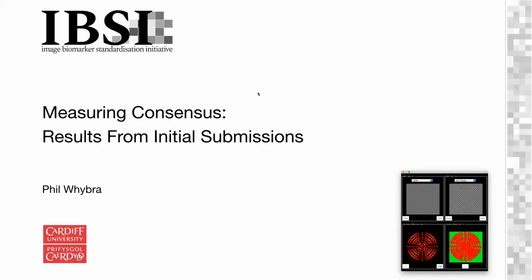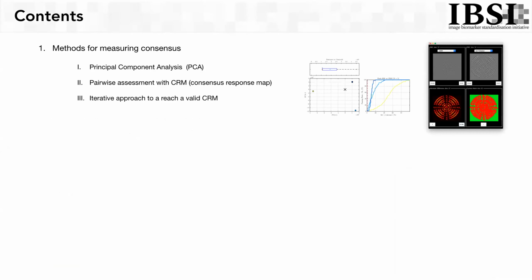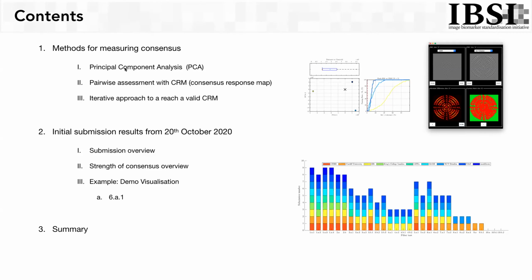Thanks, Martin. So yeah, I'm going to briefly go over the initial results that we've got for the submissions so far. But first, I'm going to briefly discuss the methods that we're using to measure consensus between the different teams and to identify discrepancies. So these are mainly, as Martin mentioned, principal component analysis technique. We're also utilizing a pairwise assessment between each team and the consensus response map. And then we're employing an iterative approach to remove potential teams that are outliers and therefore affecting the validity of the CRM. So after introducing the methods, I'll then go on to discuss the initial submission results.